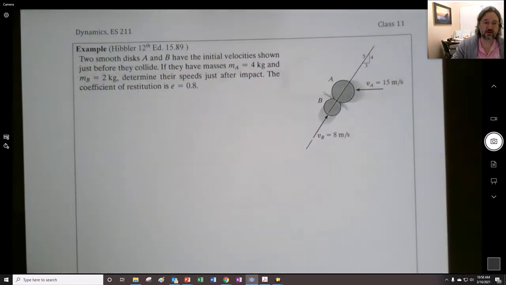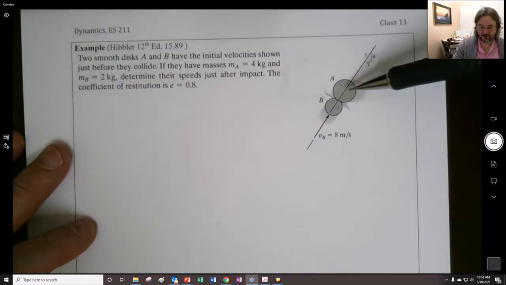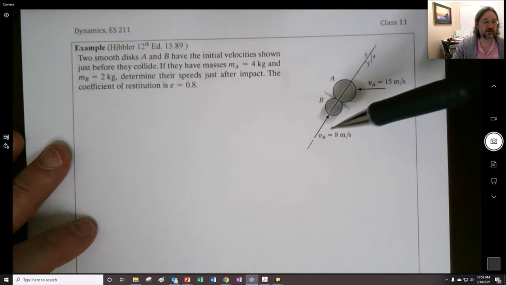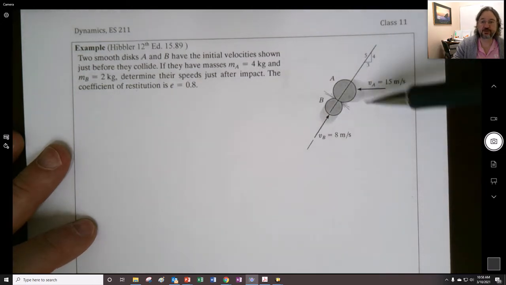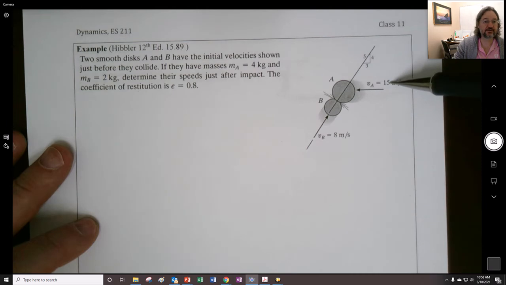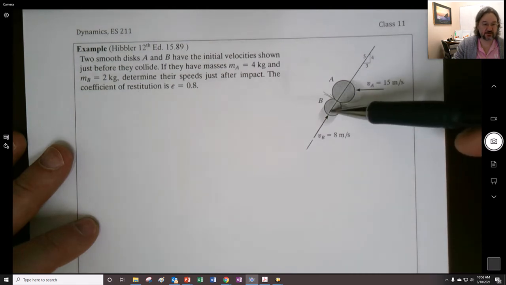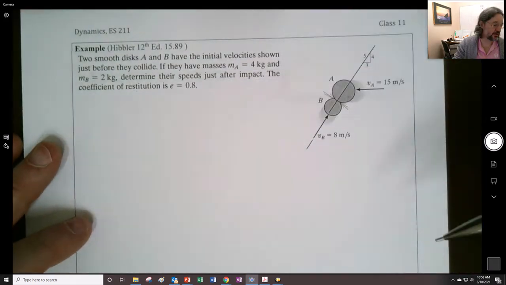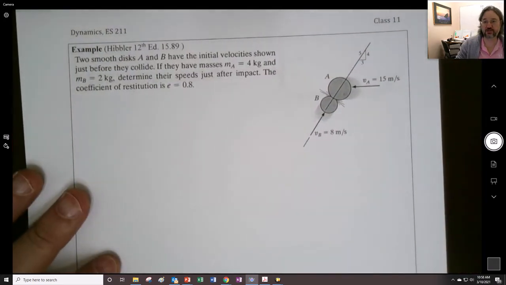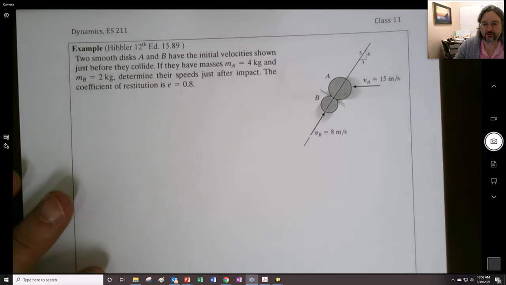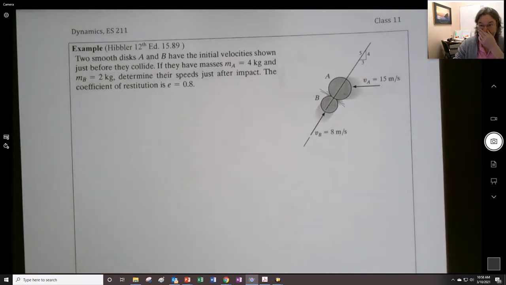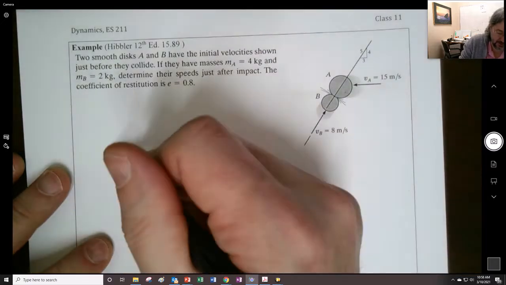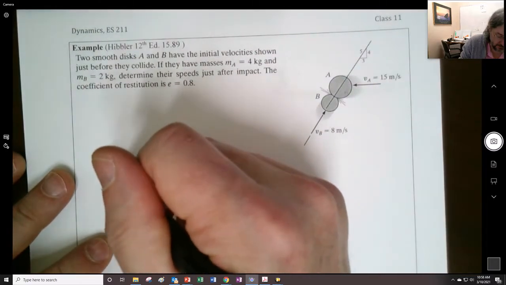So they're coming towards each other, but not directly at each other. And they have masses of 4 kilograms. So this one is bigger and faster. And this one's 2 kilograms, he's slower. And so we have a coefficient of restitution of 0.8. So this is a pretty good problem because it gets rid of a lot of the simplifications, right? It's almost as close to a generic problem as you can get.